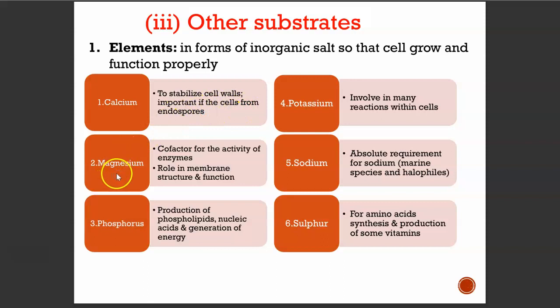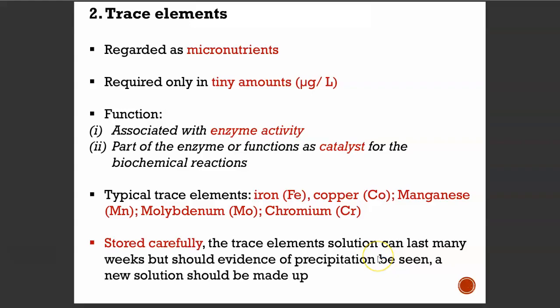And we have magnesium. It's a cofactor for the activity of enzymes, with a role in membrane structure and function. And we have phosphorus, for production of phospholipids, nucleic acid, and generation of energy. We've got potassium, involved in many reactions within the cell, and this potassium is very important. And we have sodium, an absolute requirement especially for marine species and halophiles, and sulfur for amino acid synthesis and production of some vitamins.